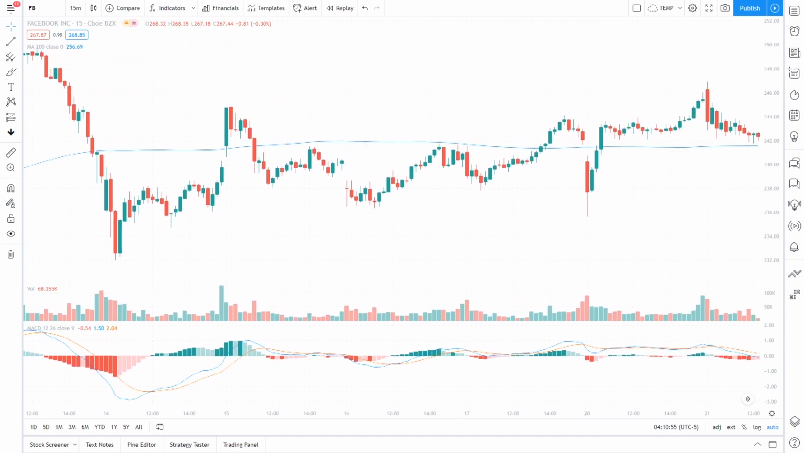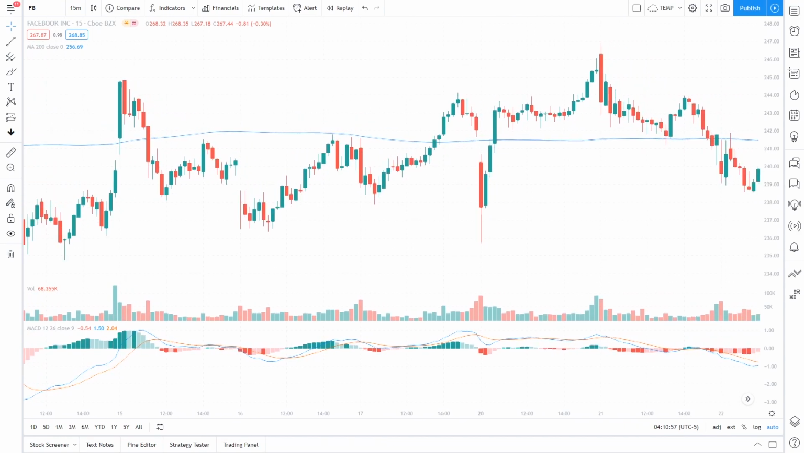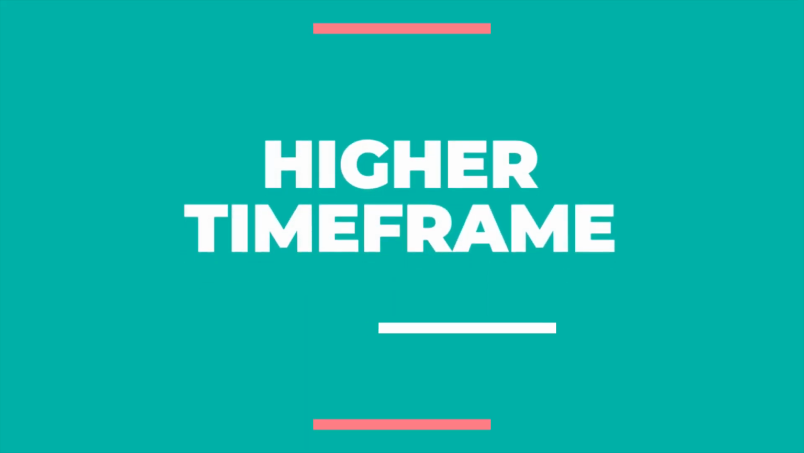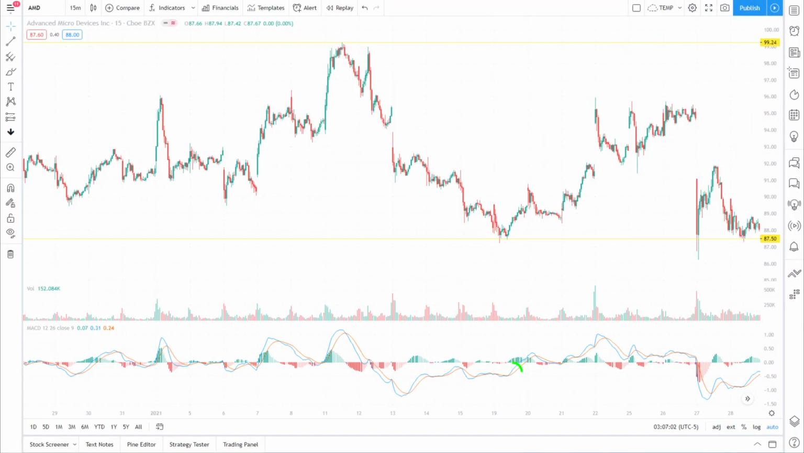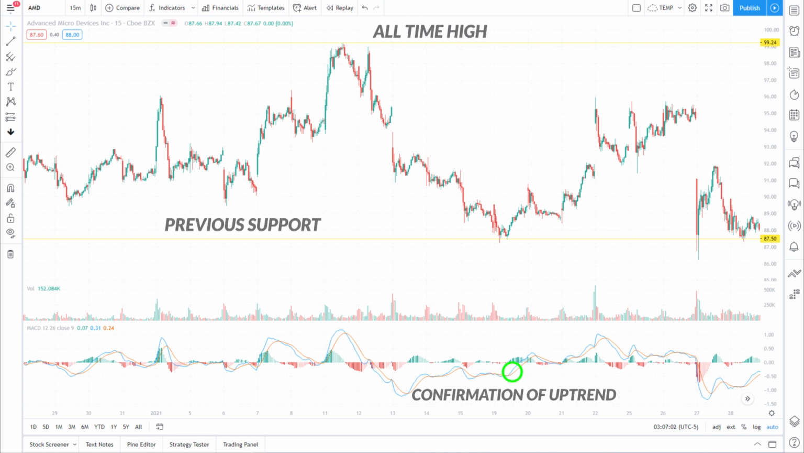One of the ways that I do this is by examining what the MACD is telling me on a higher timeframe. If the MACD line is above and currently diverging from the signal line on a higher timeframe, this gives me bias to look for buying opportunities. If the MACD line on the higher timeframe is below the signal line, this gives me bias to look for opportunities to sell to enter my position.